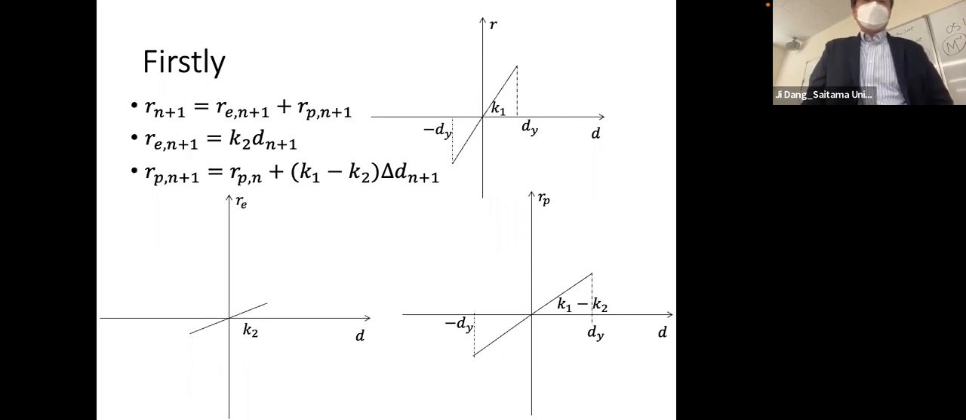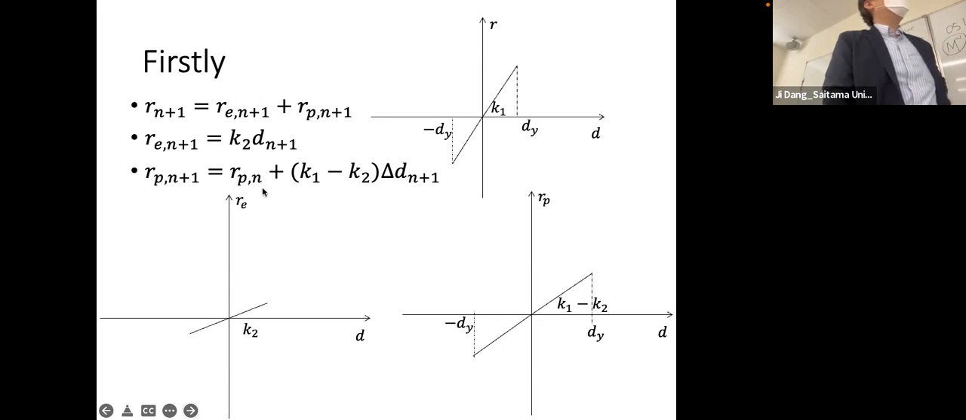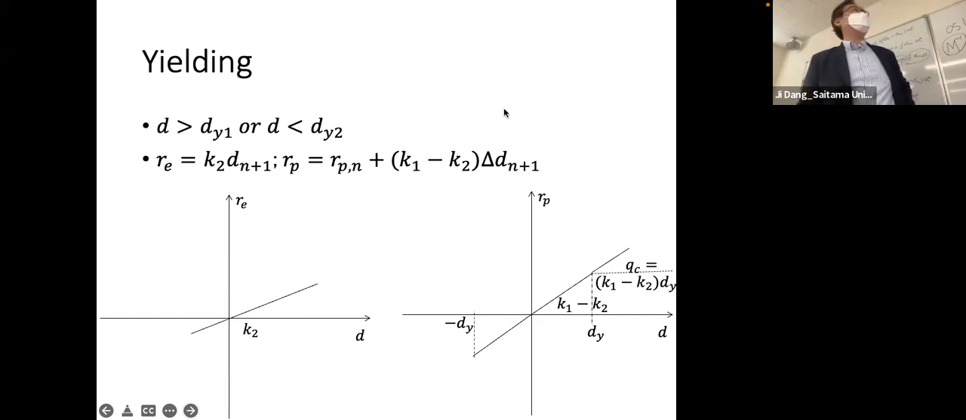So you can calculate the total force R n plus 1 by calculating the elastic part and the plastic part and summing them together. The elastic part equals K2 multiplied by dn, and the plastic part equals the last plastic force plus the incremental of this step. So when the plastic part is here, and linear here, sum them together, and it becomes the linear part. But when yielding happened, the elastic part doesn't change anything.